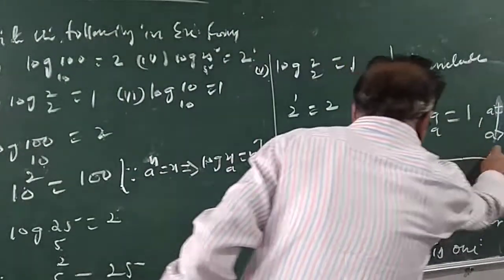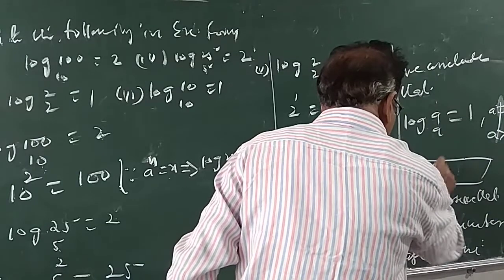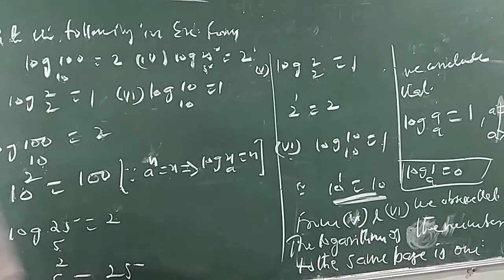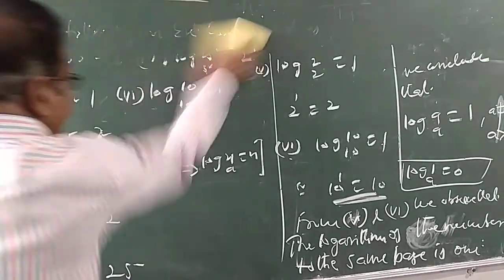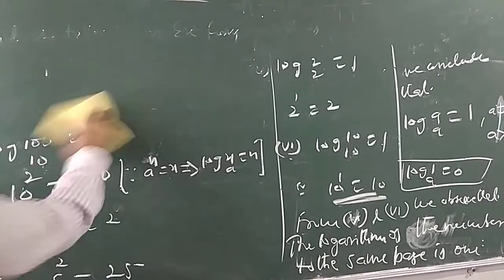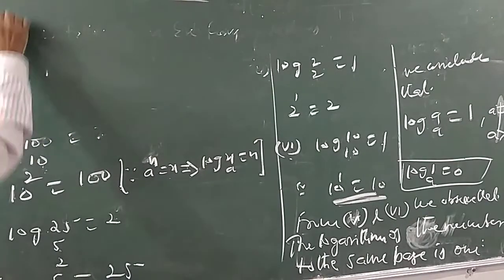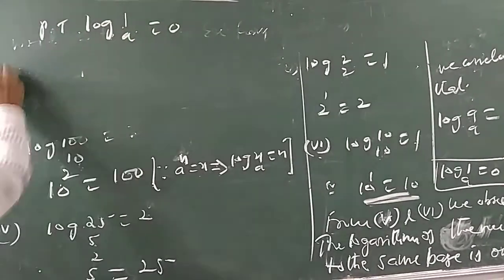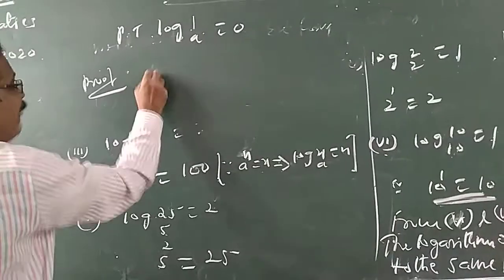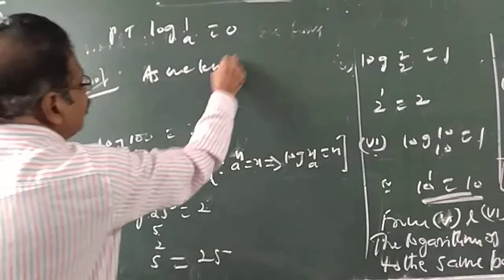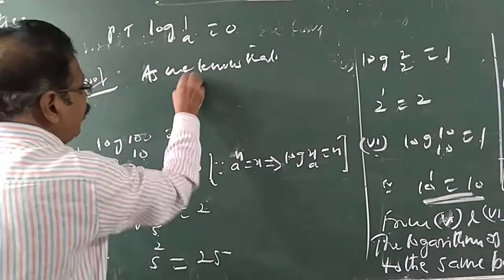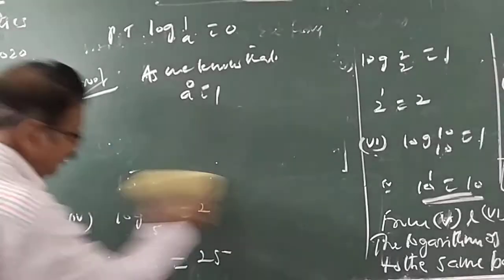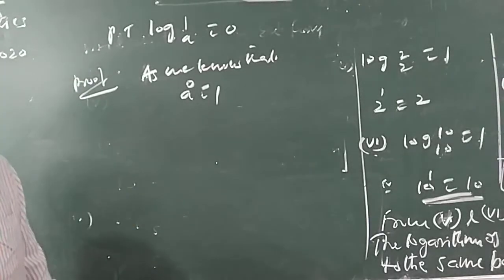So, the logarithm of unity is what? The logarithm of unity, log 1 to any base, is 0. The logarithm of 1 is always 0. Why? I prove this. Prove that log 1 base A equal to 0. How can you prove this? As we know, A to the power of 0 is equal to 1. Anything to power 0 is equal to 1. We know that very well.